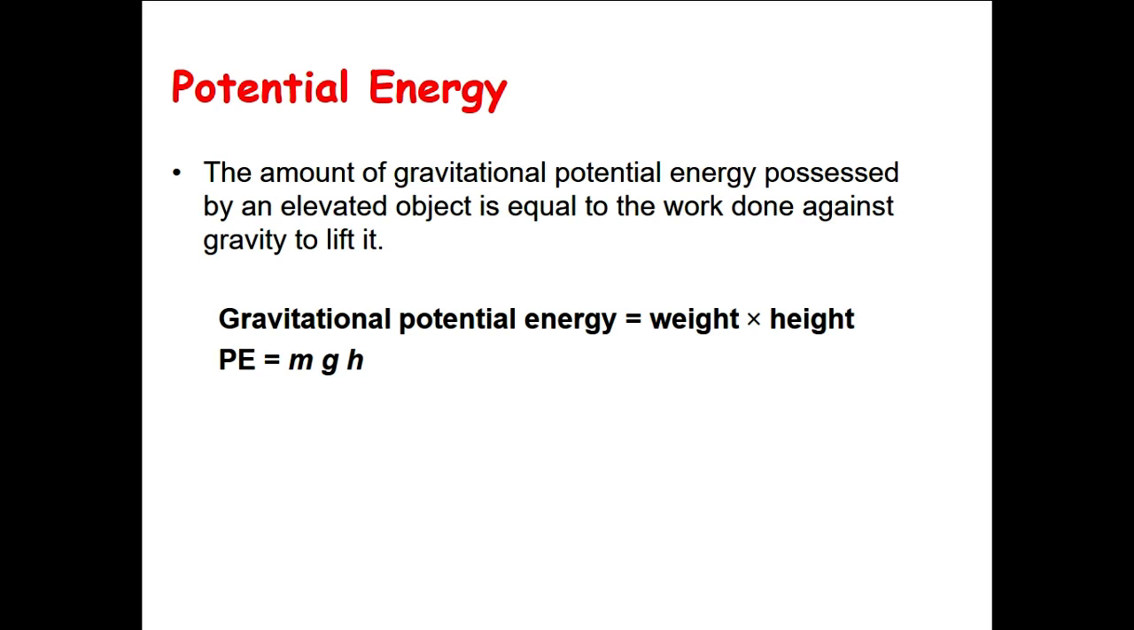Now, the amount of gravitational potential energy is equal to the amount of work done against gravity to lift the object. So in this case, we can write an equation to calculate gravitational potential energy: gravitational potential energy is equal to the weight, which is the force, times the height, the distance. As you see, this equation really is calculating the work done against gravity as we lift the object some height. So gravitational potential energy is equal to weight times height.